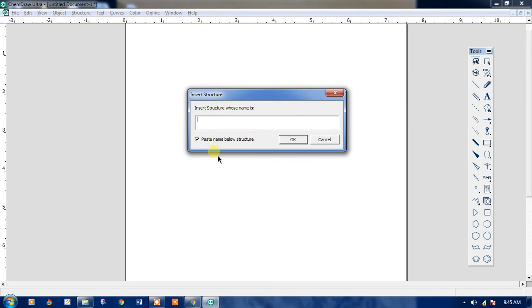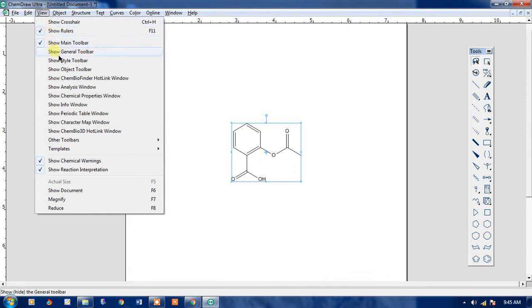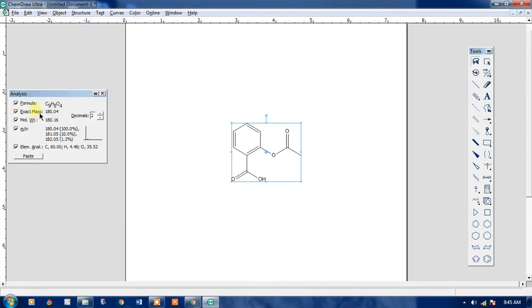Like if I write here aspirin. Aspirin. Right, here the structure comes. From this structure we can compute the descriptors of the structure. Like we can show the analysis window. From this analysis window we can compute their molecular weight and CHN analysis as well, and the mass also.